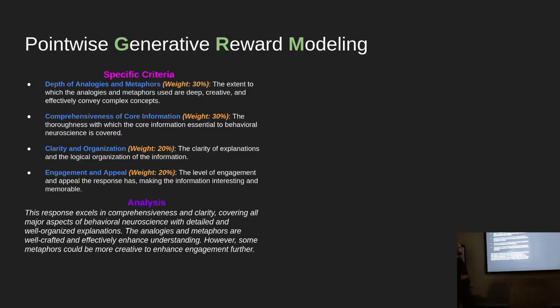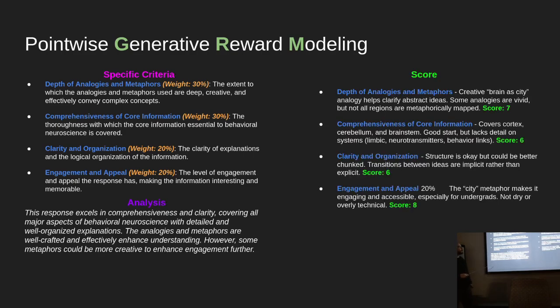And then what we could say is an additional analysis of what we think of the prompt based off what we just read, right? A couple sentences there. And then we could basically assign scores. Based off of the criteria that we set, I'll assign a score between 1 and 10. I'll give it a 7 there, a 6 there, a 6 for clarity and organization, and for engagement and appeal, we'll give it an 8. And then you can basically say, oh yeah, I could totally just take the weights of what's important to me, multiply that through, and end up with an overall scalar value.